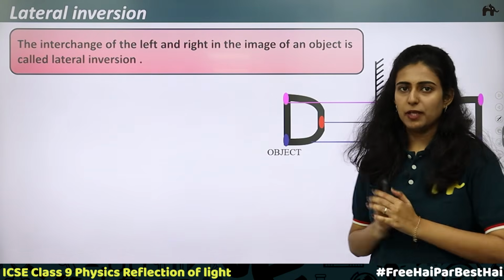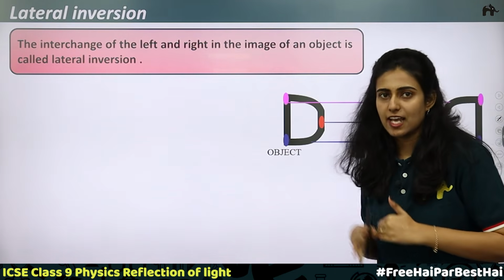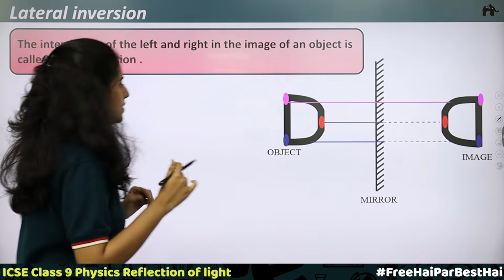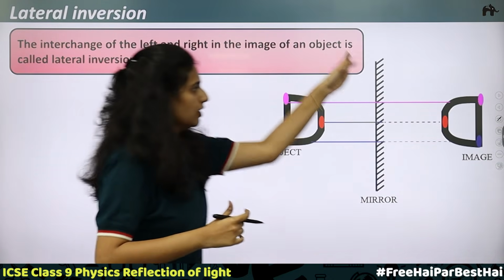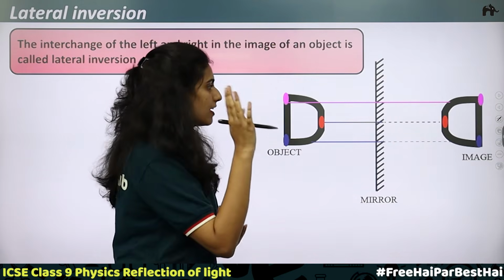So in front of a plane mirror, when you stand, you will feel that the left appears as right and right appears as left. For example, you are standing in front of a plane mirror. Here you have a plane mirror. I am standing here, and I am lifting my right hand.